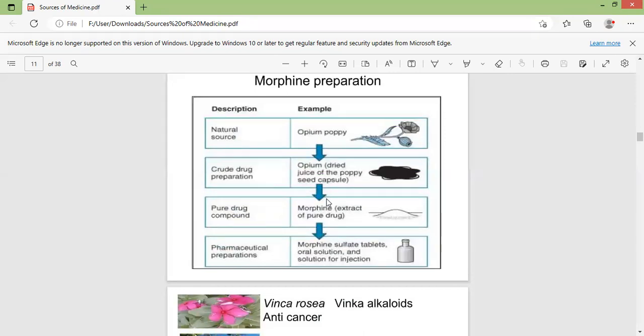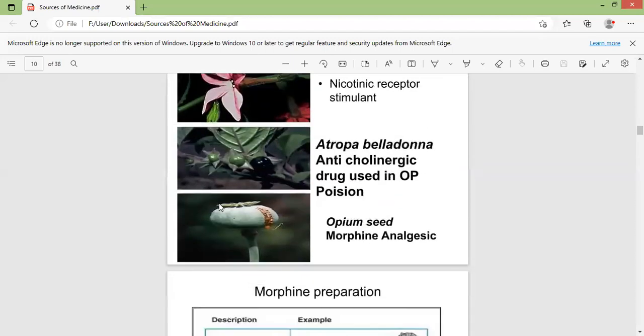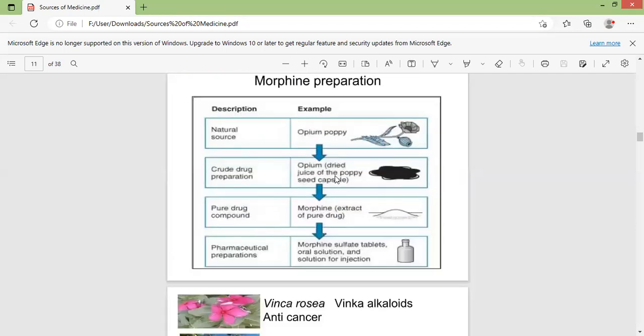So this is just a depiction of morphine preparation. And here, at least, we will be able to define a crude drug. We said morphine, we get it from the fruit, right? Where is that fruit? Here it is, the fruit. You cut it, you get the juice. So the crude drug is where you haven't done much. You've dried it, or you've just extracted it, or you've just cut it into pieces. In short, the drug is still in its natural form, like you haven't modified it in any way. So that's what we call a crude drug.